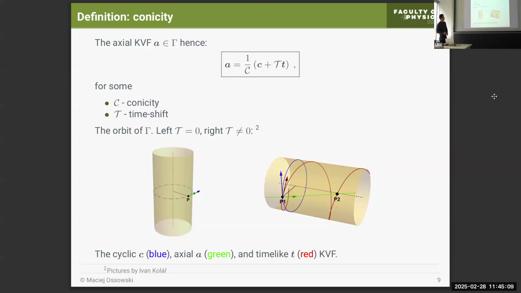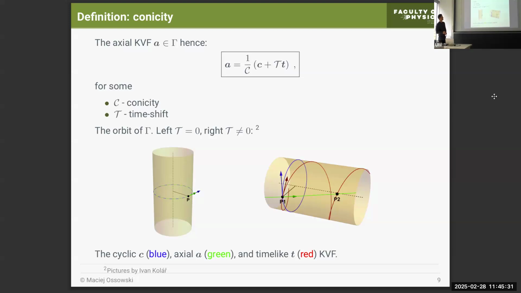So this is certainly a possibility. However, this possibility has some unintended consequence. Namely, I have only assumed that C is unique, and about T, I have just said that pick any timeline Killing vector field that you'd like, and this will be your observer.